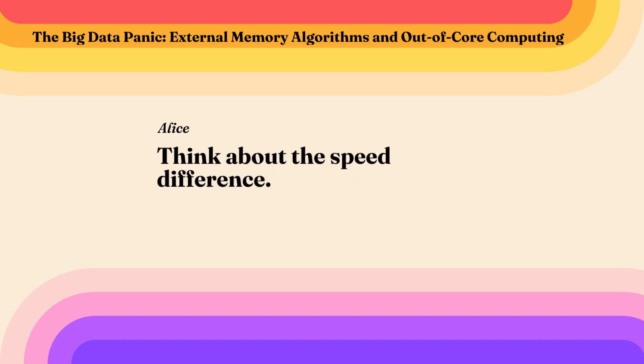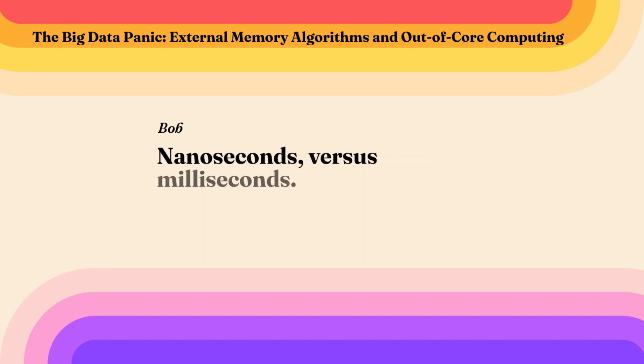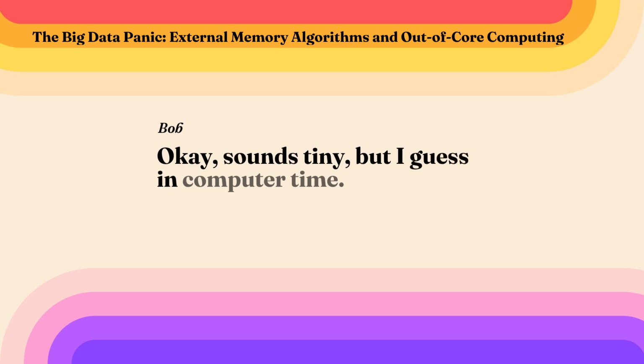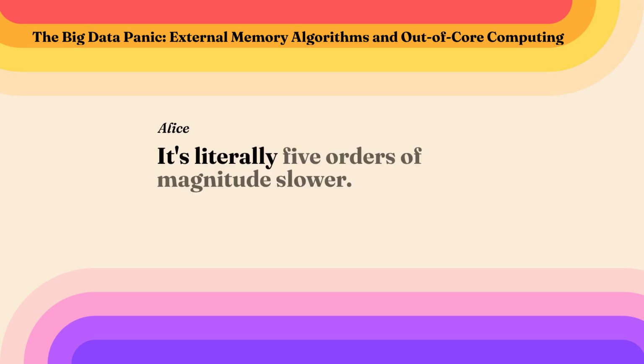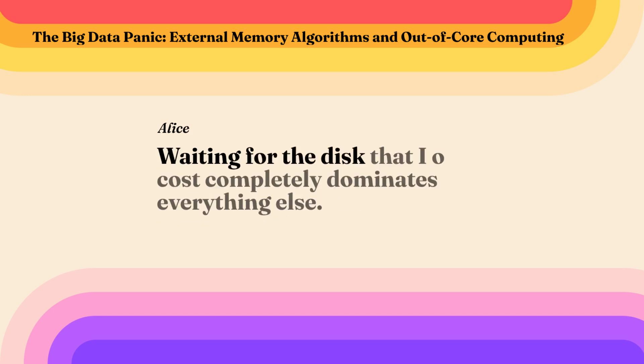Think about the speed difference. Accessing data in RAM, that's nanoseconds, super fast. But asking the system to fetch something from a random place on your disk, that takes milliseconds. Nanoseconds versus milliseconds. Okay, sounds tiny, but I guess in computer time. It's a lifetime. It's literally 5 orders of magnitude slower. Your CPU, which can do billions of things per second, suddenly spends almost all its time just waiting for the disk. That I/O cost completely dominates everything else.